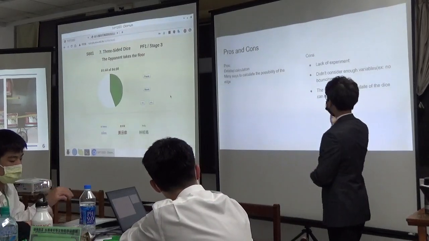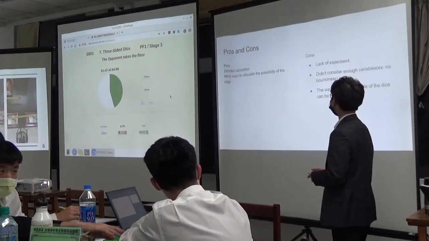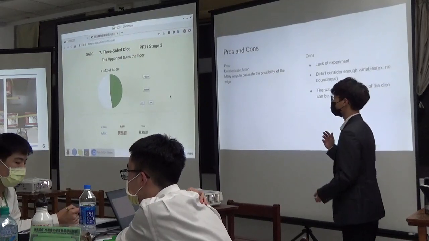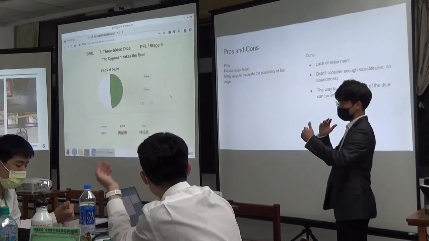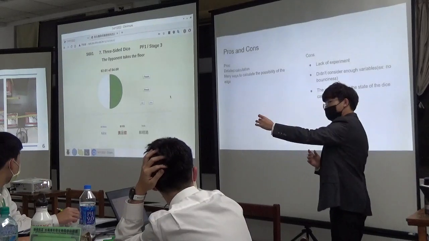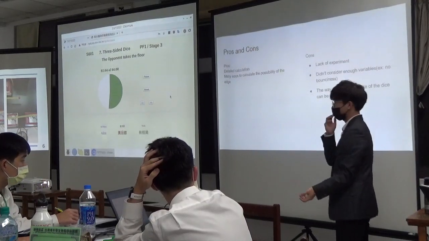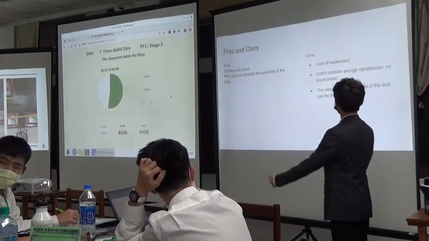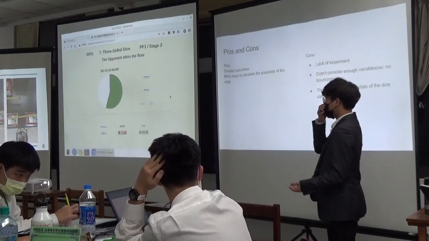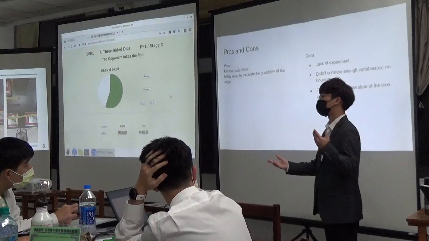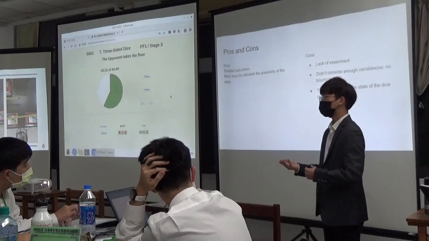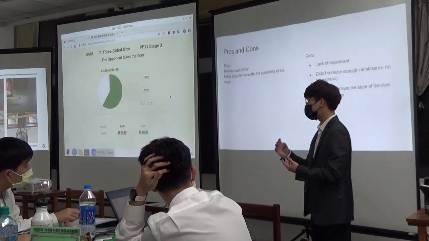The second con of their presentation is that I think they didn't consider enough variables, such as assuming there's no bounciness, and they didn't flip the coin. They considered the coin just dropping straight from the air onto the ground with no bounciness. So I believe if there were more variables, like unexpected changes that cannot be calculated, their model could be more accurate and approach the real version of the three-sided dice with equal chance to land on each side.